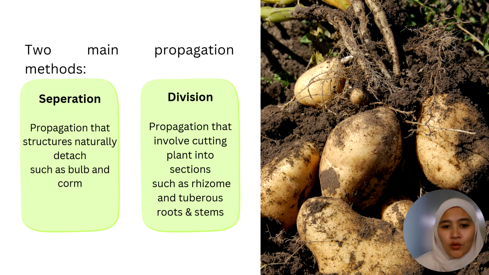There are two main propagation methods, that is separation and division. Separation is a propagation in which structures naturally detach, such as bulbs and corms, while division is propagation that involves cutting plants into sections, such as rhizomes and tuberous roots and stems. We use methods like separation and division depending on the structure.